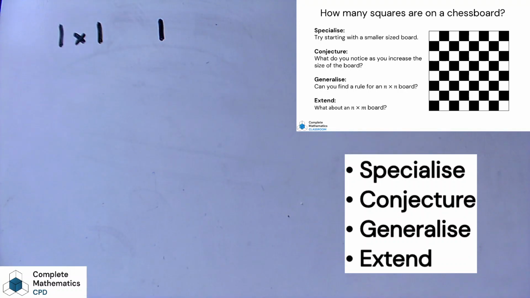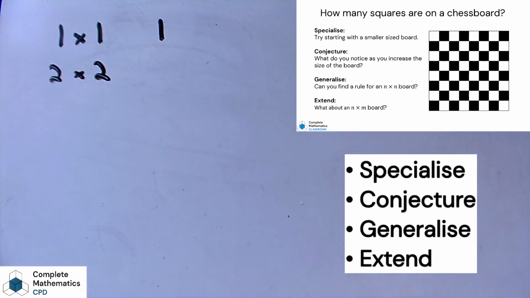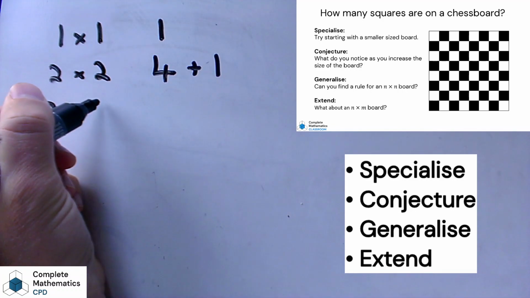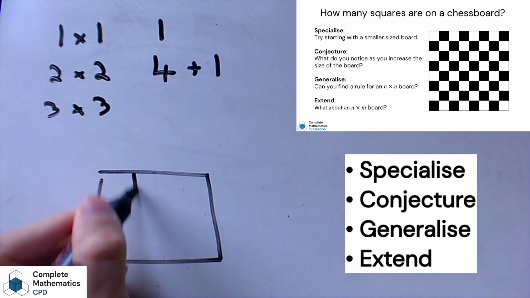So let's increase the size of the board now, so a 2x2 board. And now hopefully you can imagine that there's 4 1x1 squares, but then we can also make one larger 2x2 square. No patterns emerging yet, so let's continue. Let's look at a 3x3 board. And you might want to do a little sketch of a board here.